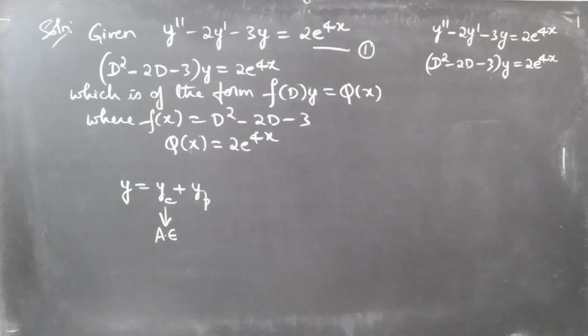We'll find the formula for yp using the direct formula, and we can find yp with the help of the trial method. Now coming to the auxiliary equation, let's find yc and later we'll go for yp.